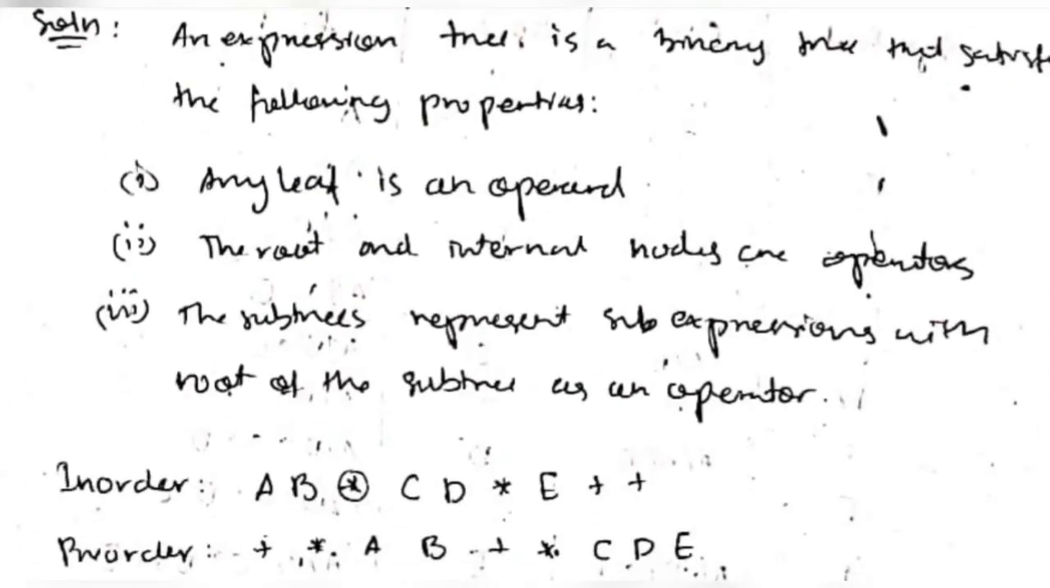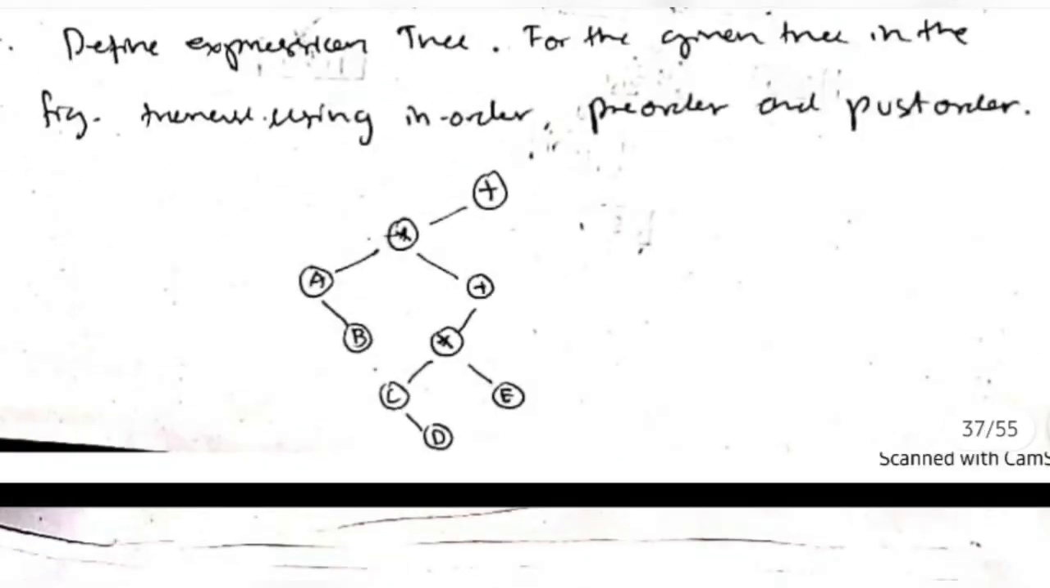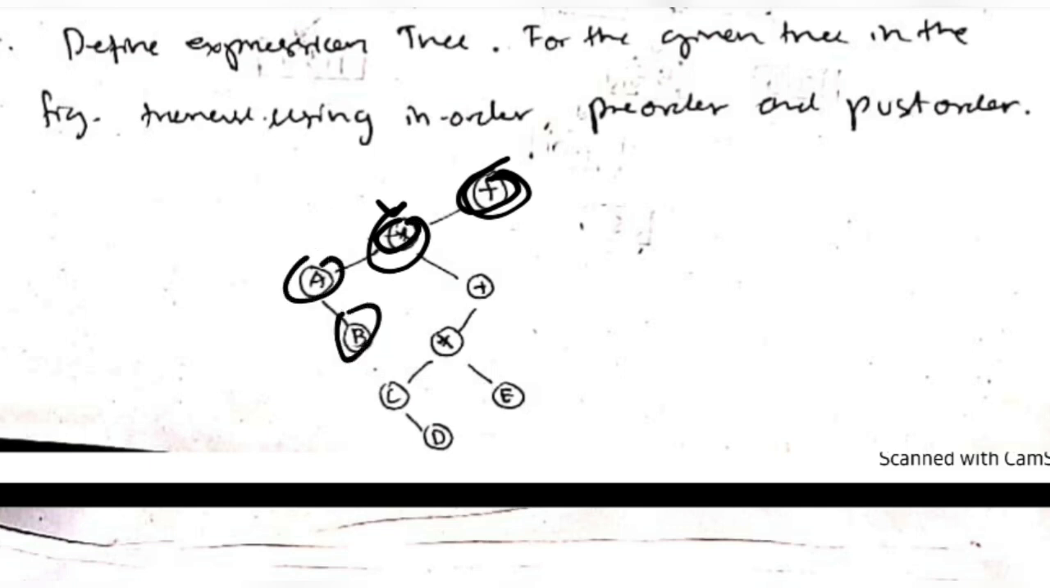Okay, and the subtrees, and the subtrees means, see here. In subtrees also the same rule applies. If this is the subtree for this node, this node also has this root node as operator and the leaf nodes as operands. Okay, the same thing applies for all the subtrees.